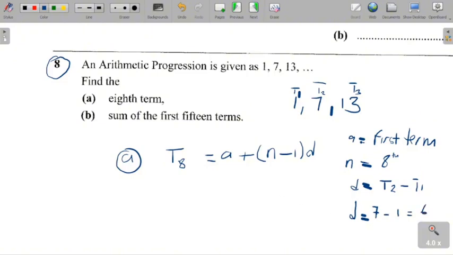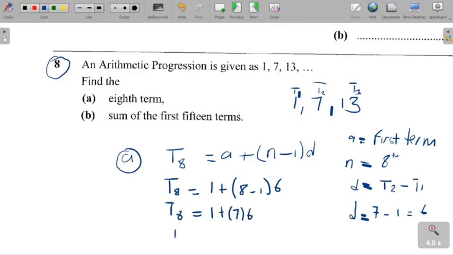6. So let's now compute right here. You say 80th term is equal to our first term a, which is 1, plus open bracket n, the number of terms, in this case the 80th term, so you write 80 minus 1, close bracket. What is your common difference? 6. So 80th term is equal to 1 plus, open the bracket, 80 minus 1, it's 79, close bracket, and then 6.